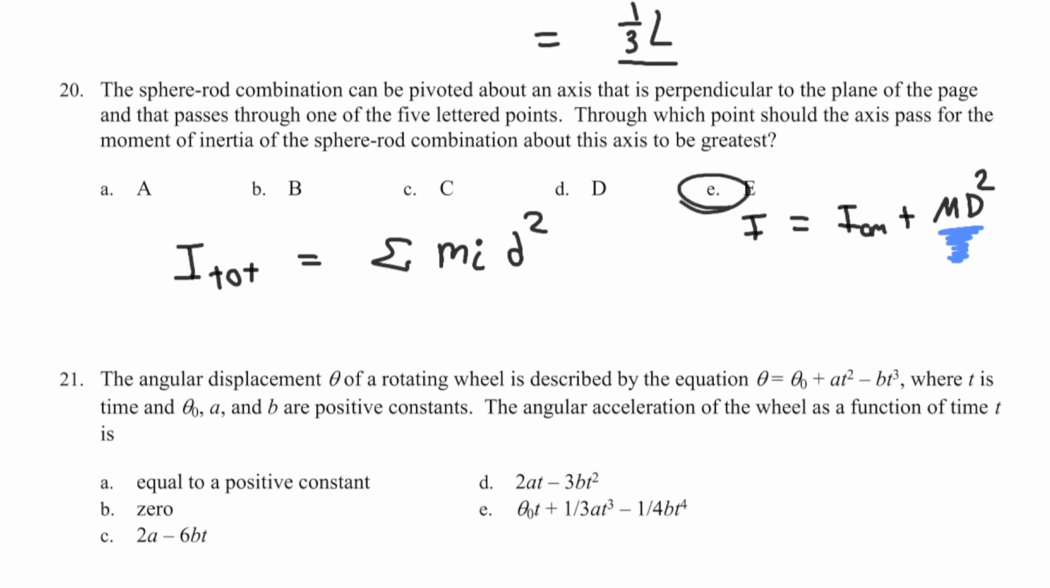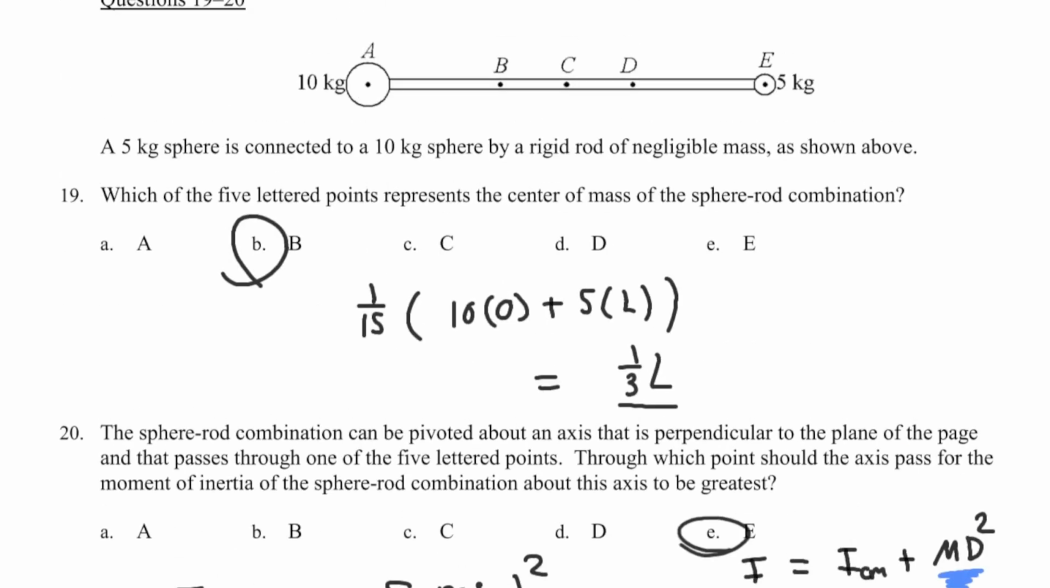And if you wanted to think about that a different way, if we pivot about point E, you are putting all the heavy 10 kilogram mass all the way at one end of the rod. So even though the contribution of the 5 kilogram is 0, the fact that the moment of inertia depends on distance squared means it's going to have a huge effect.